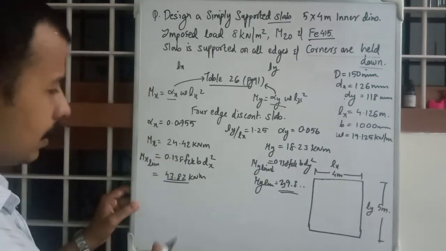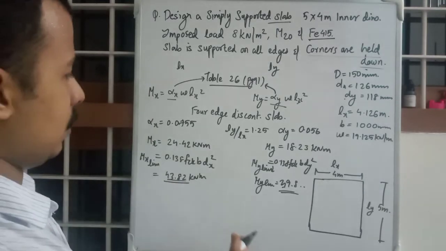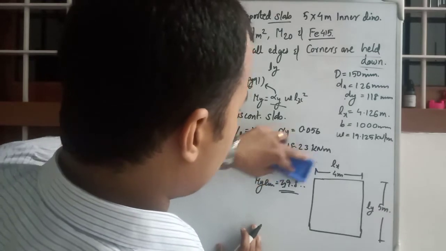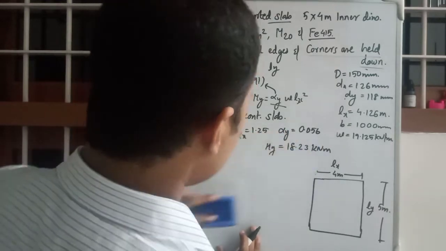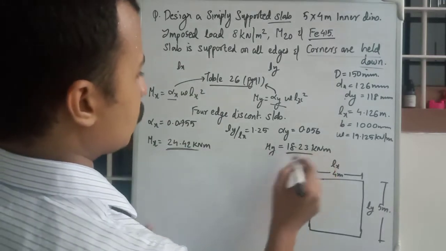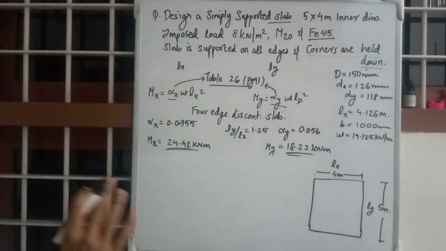Okay, so obviously these two values are greater than the corresponding moment values, Mx and My. Okay, so it is safe and these are under reinforced, so you can continue with the given values.